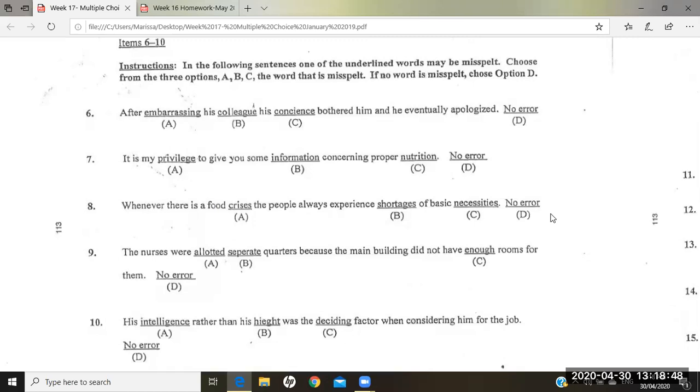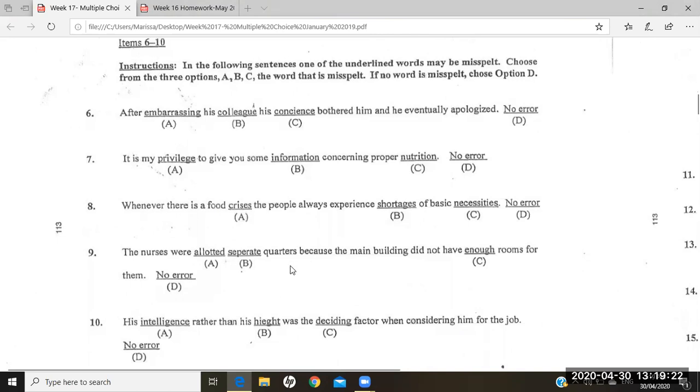Whenever there's a food crisis, the people always experience shortages of basic necessities. Necessities. C? No, it's not C. A? Yes, it is a crisis. How do we spell crisis? C-R-I-S-I-S? Yes, I-S. So it's not supposed to be E-S, it's supposed to be I-S.